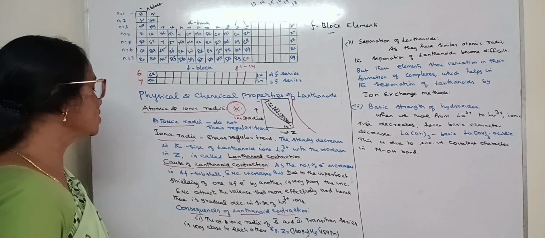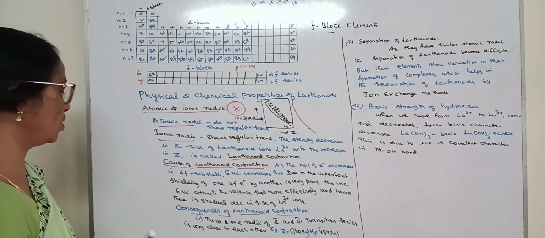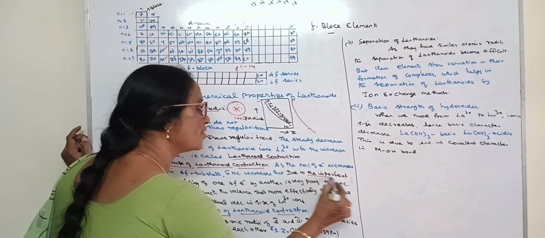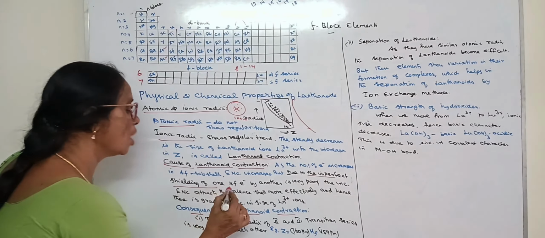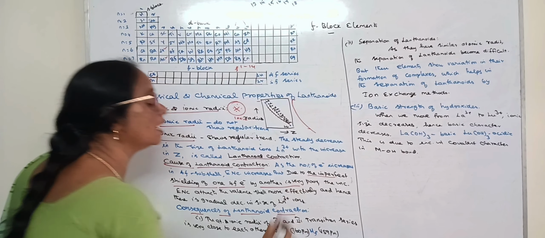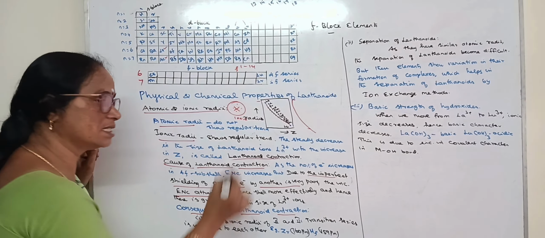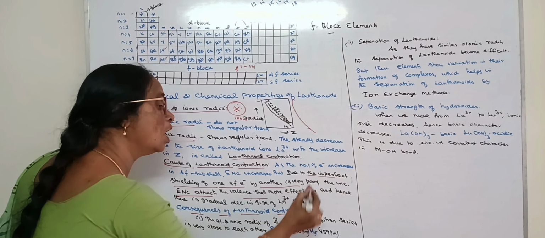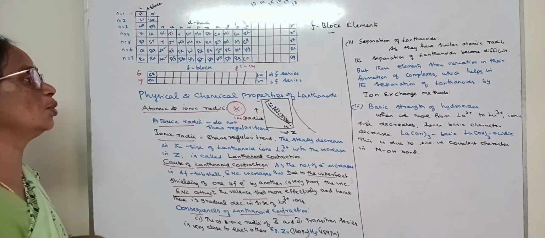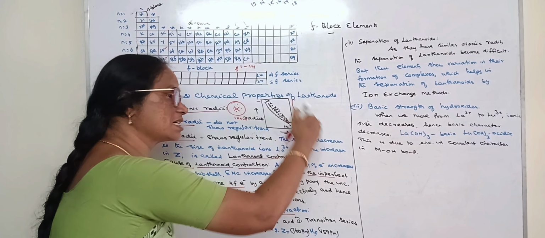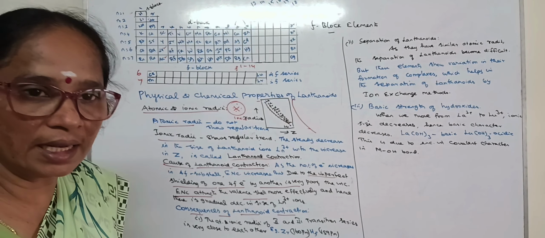So the cause for lanthanoid contraction, as we discussed, is only the imperfect shielding of one 4f electron by another, and hence the increased effective nuclear charge attracts the valence shell more effectively. Therefore, there is a regular reduction in the size of ionic radii.